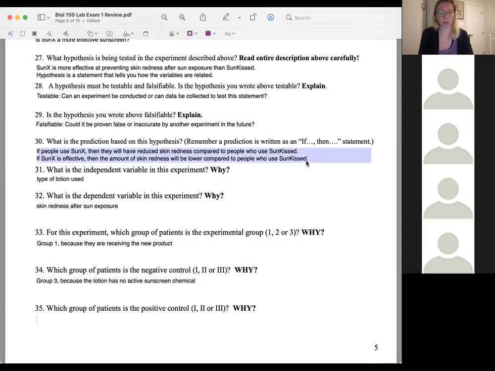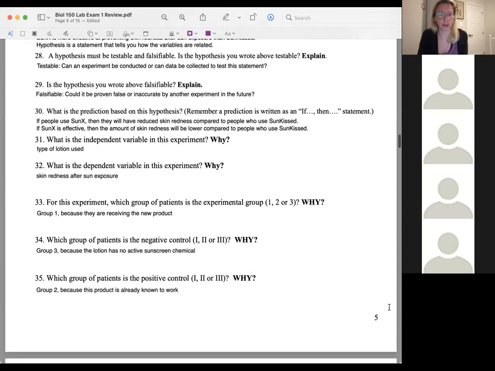And then positive control. Group 2. Right, so why is that our positive control? Because they are getting the known sunscreen. Yes, the known sunscreen, right? So they're getting something that is already known to work. We already know it's going to give us a certain result. Okay. Excellent, very good.